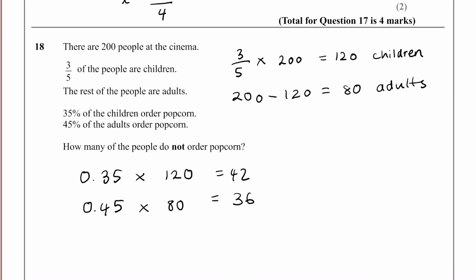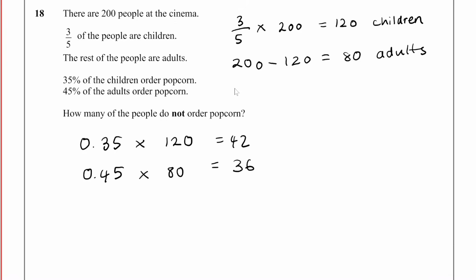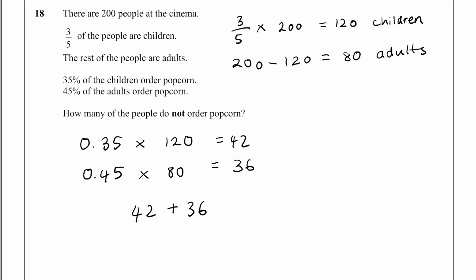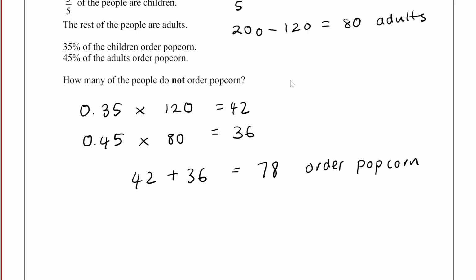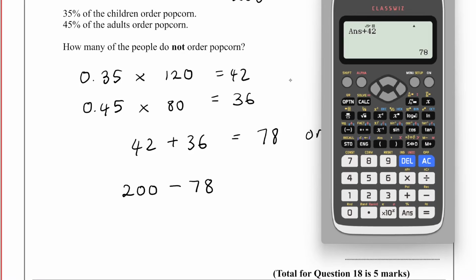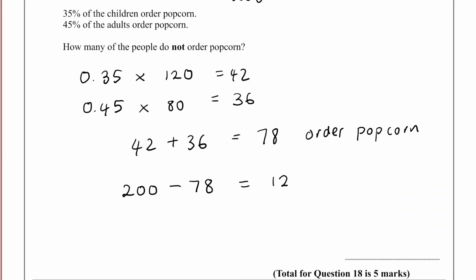So how many people do not order popcorn? This is how many order popcorn. So 42 and 36 is 78. That's 78 order popcorn. So how many do not? There are 200 people. So 200 minus 78 is 122.